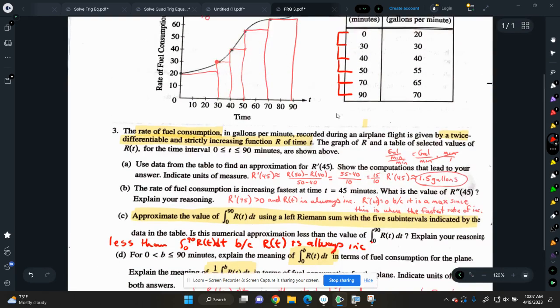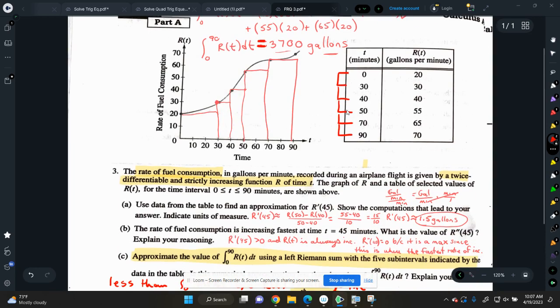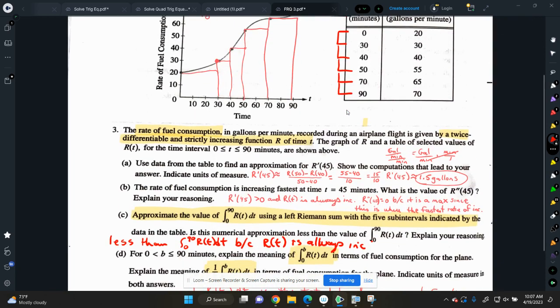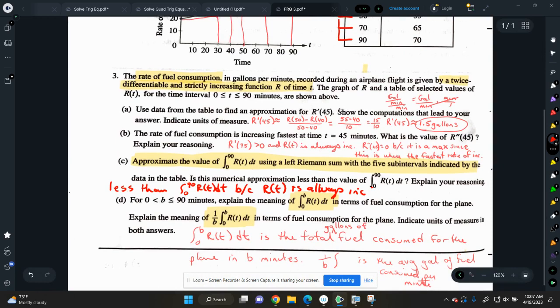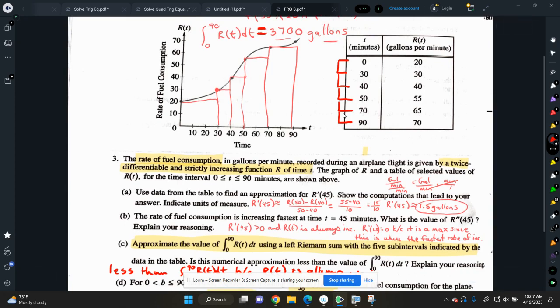Would it have changed anything if it didn't say it was twice differentiable? If it didn't say twice differentiable, then we do not know that R double prime even exists. So would we say that? Yeah. Mm-hmm. If there's nothing indicating that it's twice differentiable.